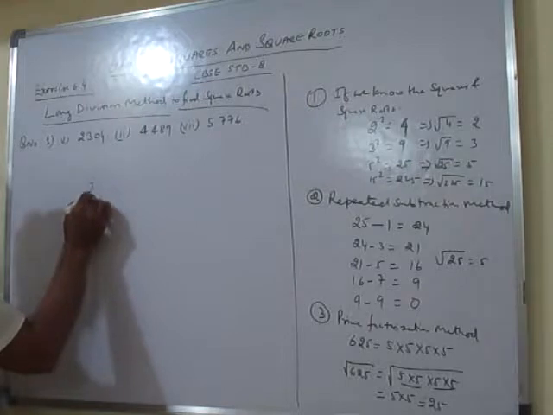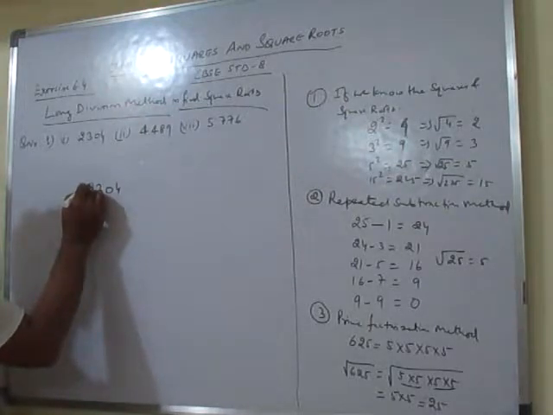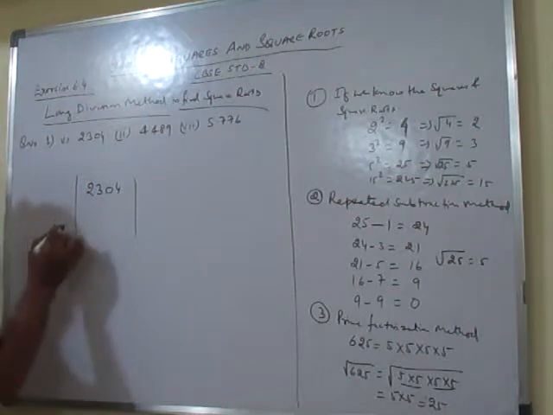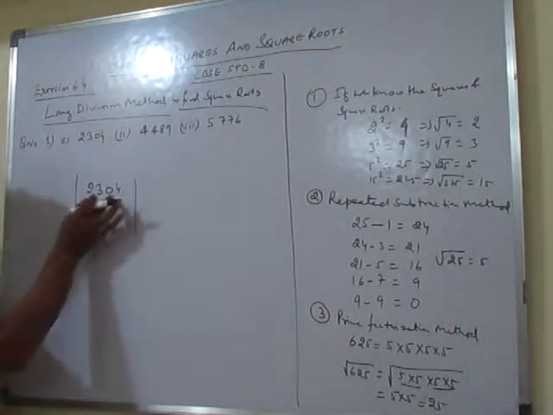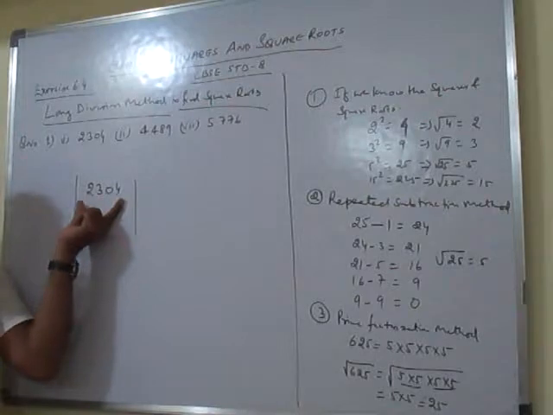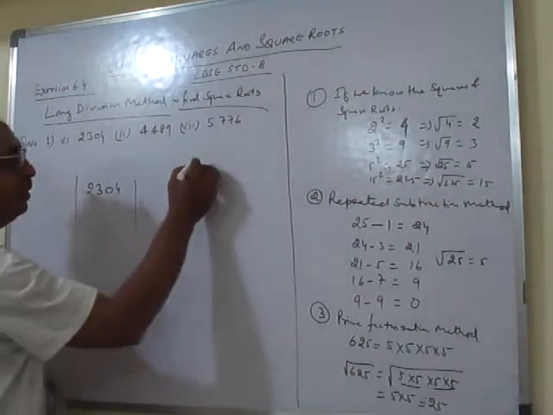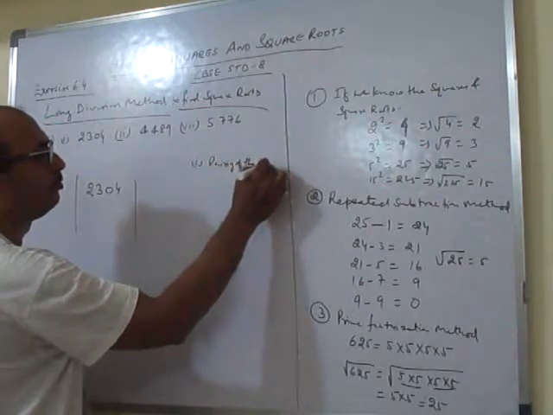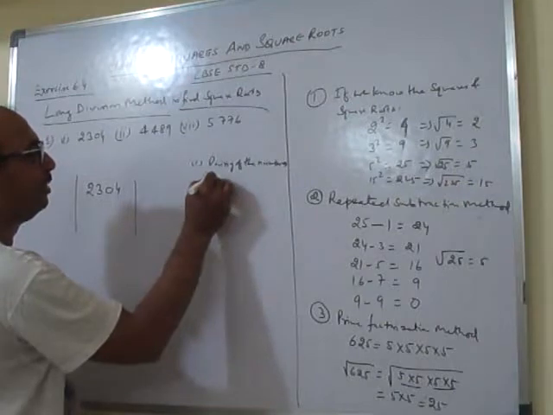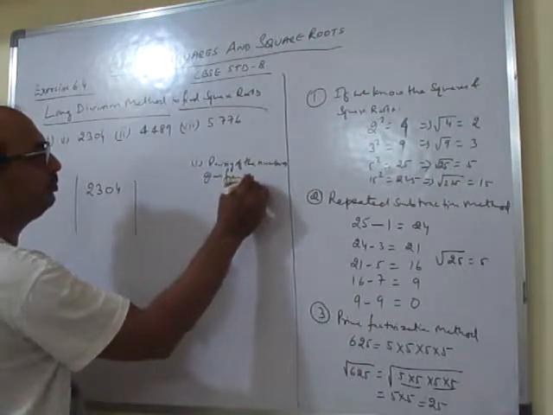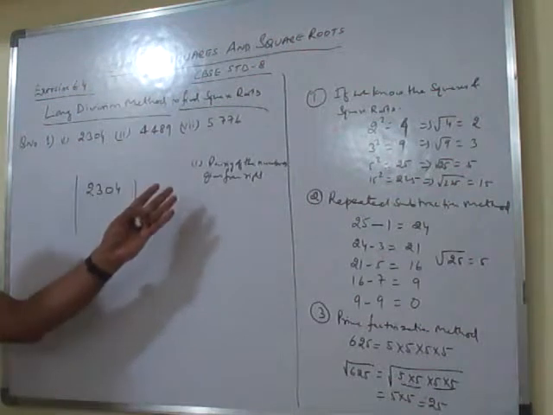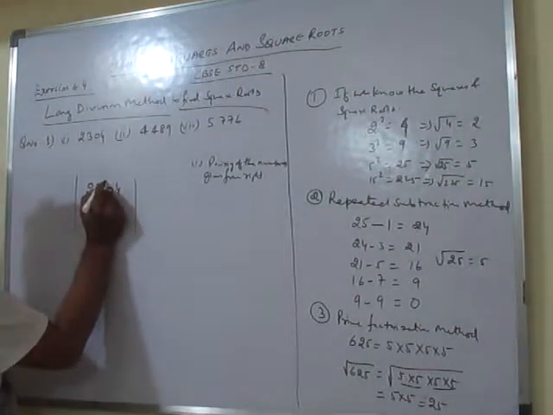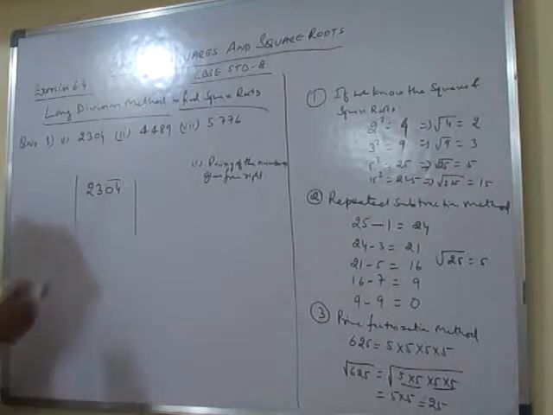For the first one, 2304, this is the first number, and again in the same way we are going to divide. So what do we have to do now? Again, pairing of the numbers. The very first step is pairing of the numbers from the right side. So 0, 4 we can pair, then 2, 3 we can pair. Correct or not? Okay.